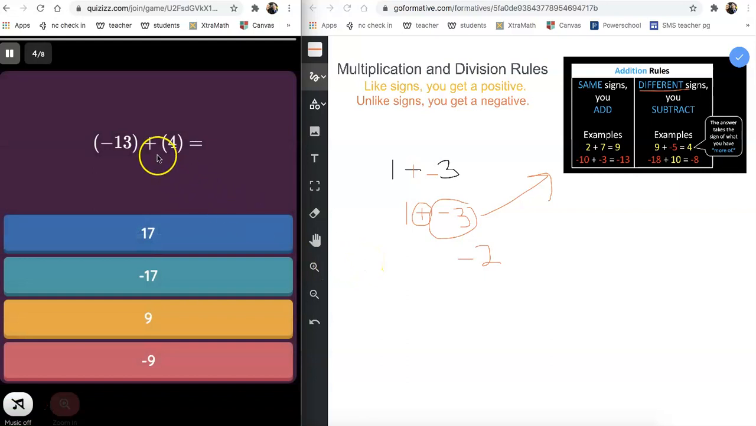Number 4. This is already an addition problem, so nothing needs to change. We can go ahead and apply our addition rules. Signs are different. This is a -13. This is a positive 4. So you're going to subtract. 13 minus 4 is 9, and we have more negatives than positives. The other thing I want to make sure I talked about here is parentheses doesn't necessarily mean multiplication. For example, in between the parentheses, we have the operation addition. So if you see an operation between the parentheses, it doesn't mean multiplication. This means addition. So we get a -9.